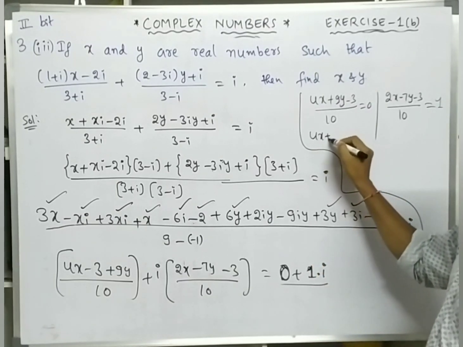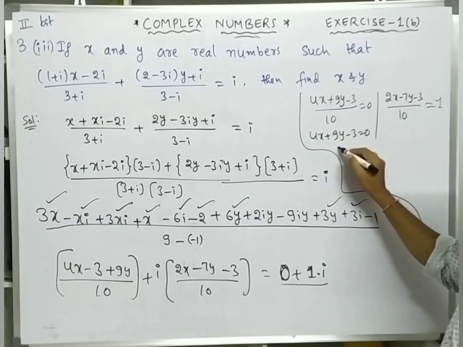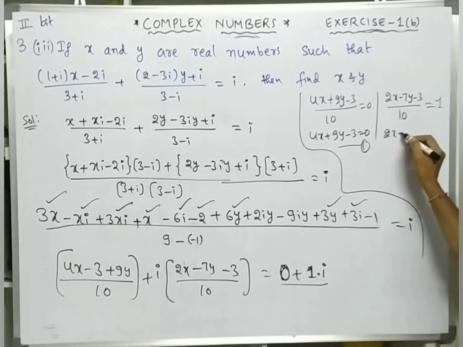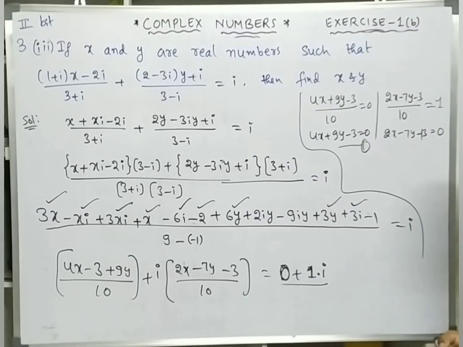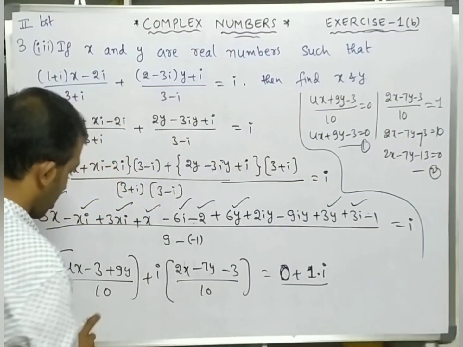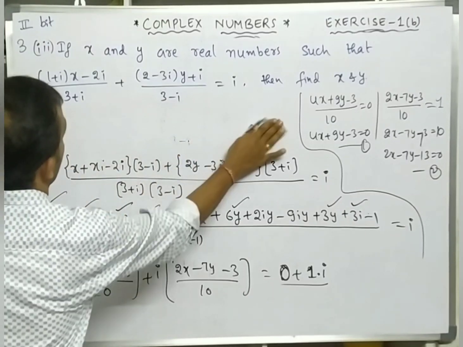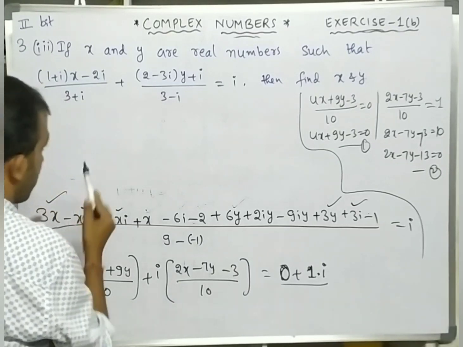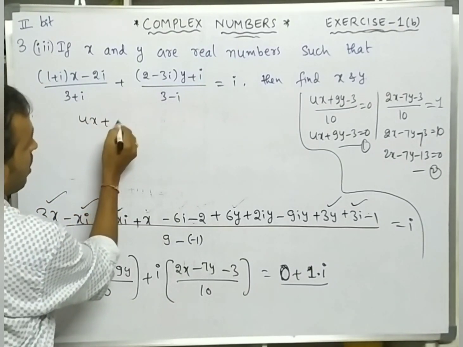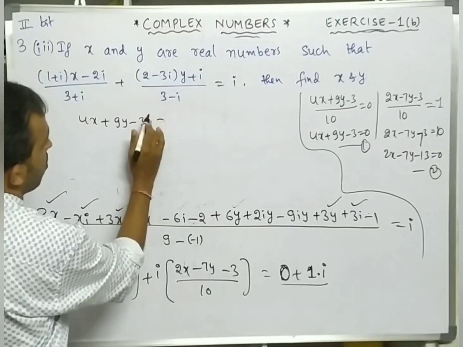So one is 4x plus 9y minus 3 is equal to 0, that is one equation. And here 2x minus 7y minus 3 is equal to 10 into 1, 10. Bring 10 to the left side, minus 10, that means minus 13 is equal to 0. Otherwise write one step: minus 3 is equal to 10, 2x minus 7y minus 13 is equal to 0, equation number 2. Now solve those two equations. What is the first equation?